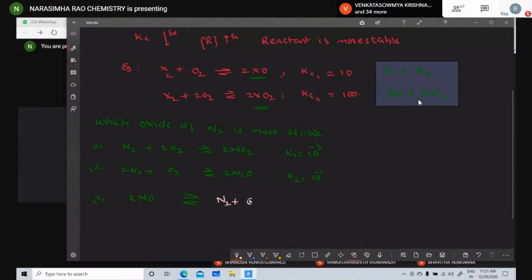N2 plus O2 is in equilibrium with 2NO. This is K3 equal to 0.5. Now the fourth one, 2N2O3 is in equilibrium with 2N2 plus 3O2. This is considered K4 equal to 0.025.